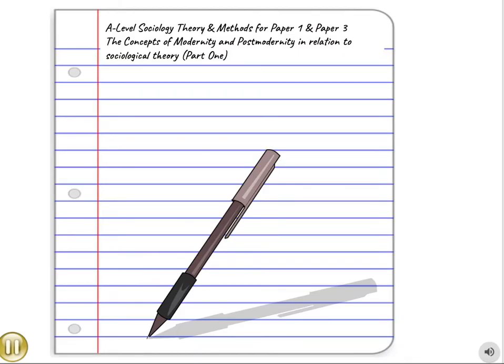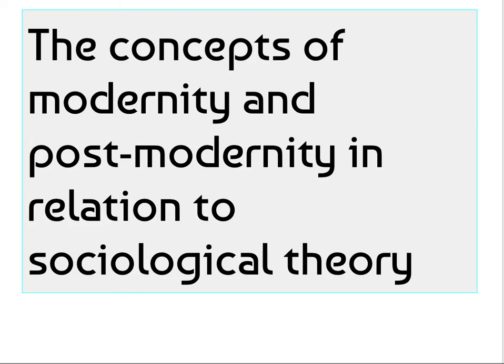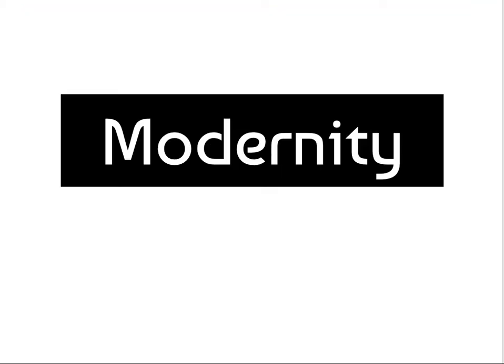Press pause as you add this as your title for this section: the concepts of modernity and post-modernity in relation to sociological theory. It's a useful idea to think about the terms or concepts of modernity and post-modernity as though they are specific eras or historical periods. You firstly need to know what the features are of that particular era, and then how this relates or related to sociological theory. The first concept or era to look at is this era of modernity.